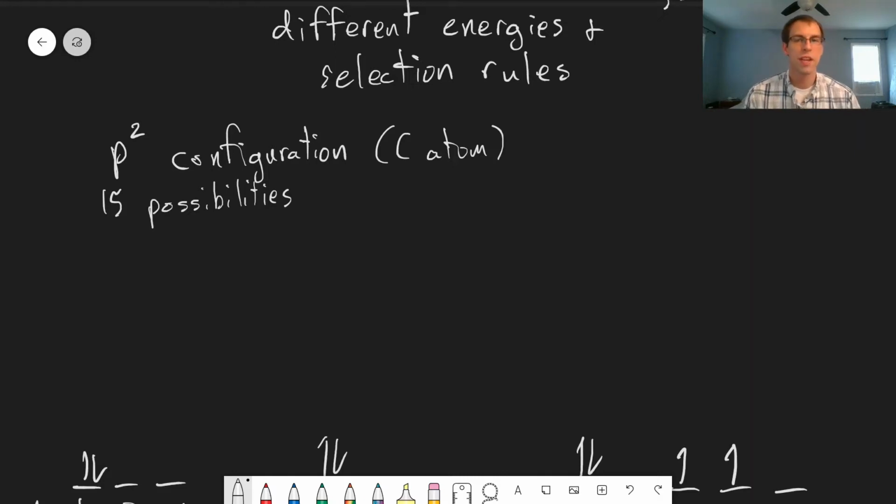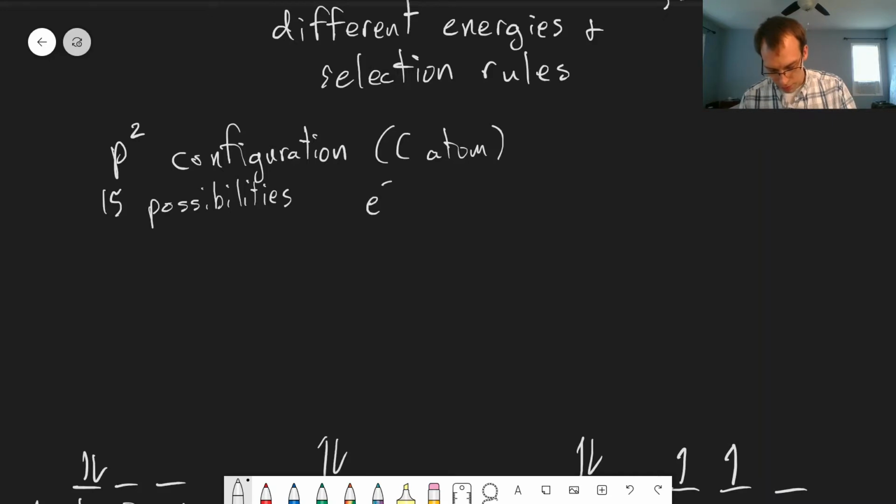The last specific example we're going to look at is a P2 configuration, something like a carbon atom, which I mentioned at the beginning. Now, for each electron, we can have it be spin up or spin down, and it can be in the m equals -1, 0, or +1 orbital, or if you want to think of it as px, py, and pz, right? It could be in each of those possibilities.